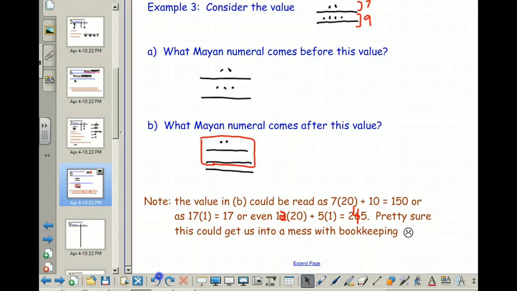This isn't good, right? And even with the zero, which fixes some of the issues that we had with the Babylonians, it doesn't fix it all.